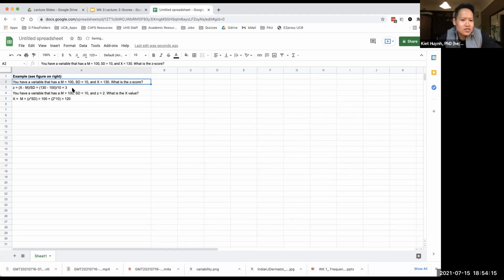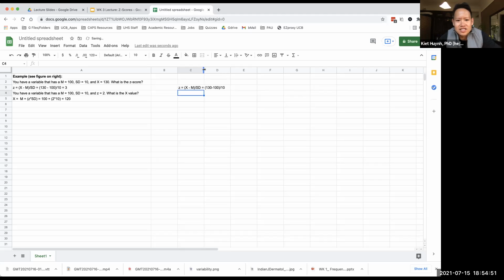So here you have a mean of 100, standard deviation of 10, and an X of 130. What's the Z score? So you remember, Z score equals X minus M all over SD. So you plug the values in. What is X? X here is 130. You have to put the parenthesis. Minus M, here is 100, all over the standard deviation, which in this case is 10.